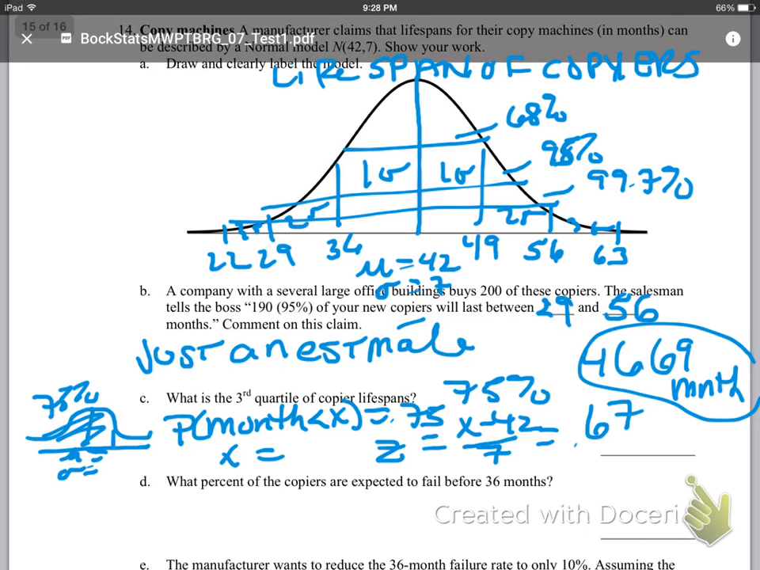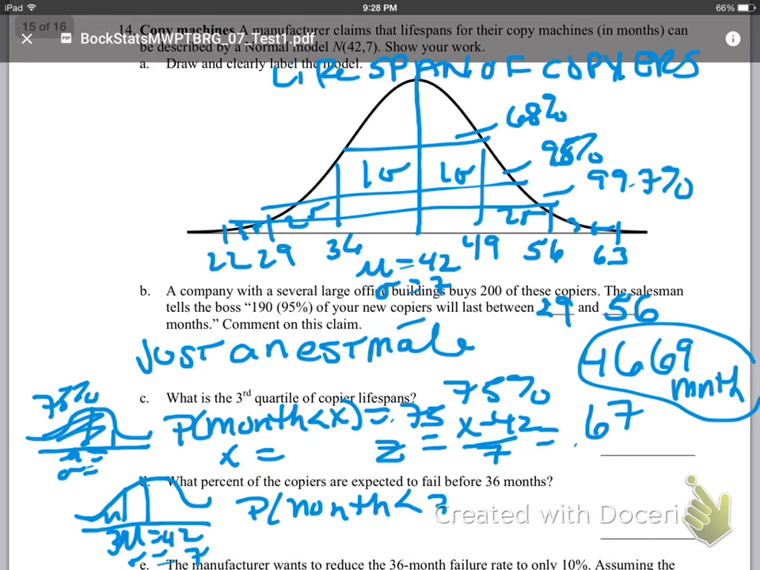What percent of the copiers are expected to fail before 36 months? Okay, so if we look at 36, here's 36. So I got the probability of months is less than 36 is equal to, so I get z is equal to 36 minus 42 divided by 7. I get negative 0.86. So now let's go look on the z-score chart and see what that is. I get 0.1949, so it's going to be 19.49%.